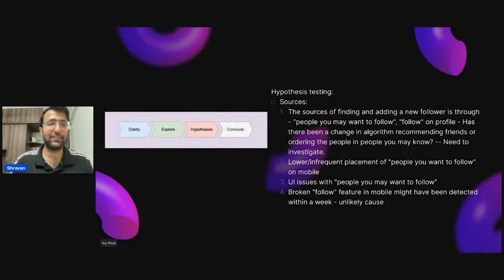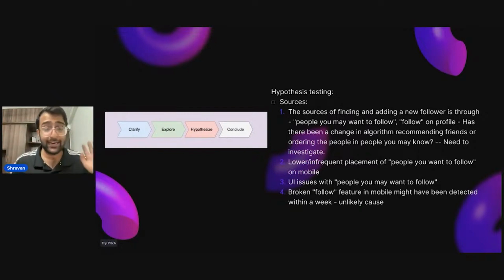So the first hypothesis is people are not able to find new ways to follow. There can be reasons. The sources of finding and adding a new follower is broken, like people you may want to follow on profile. Has there been a change in the algorithm for friends or the ordering of people you may know? Need to investigate. So I will tell my interviewer कि if this is the reason, I need to investigate it.